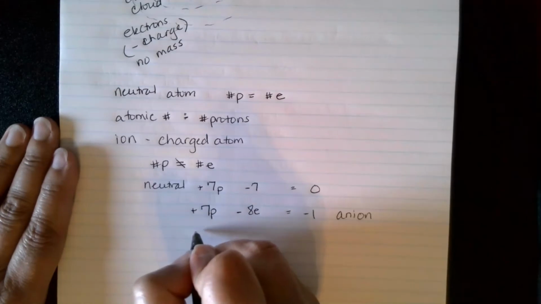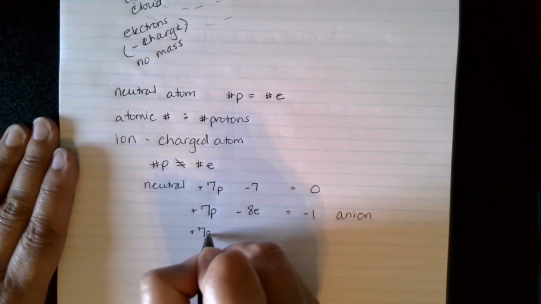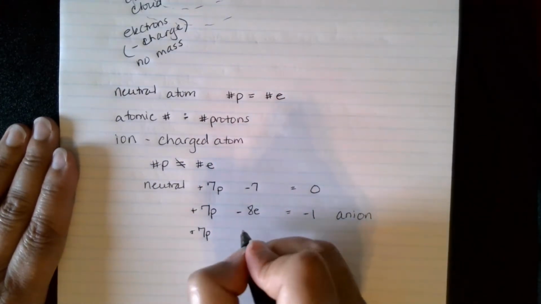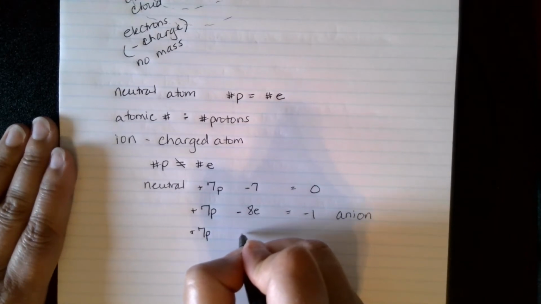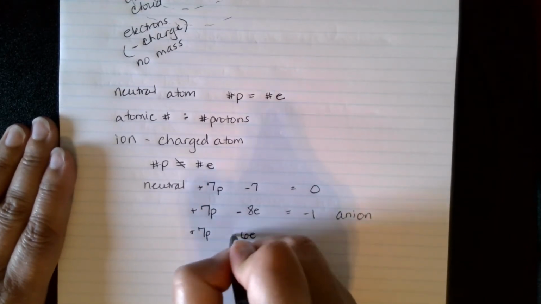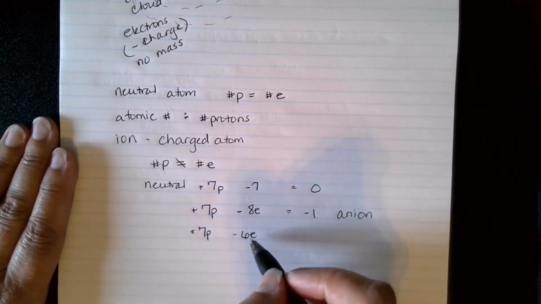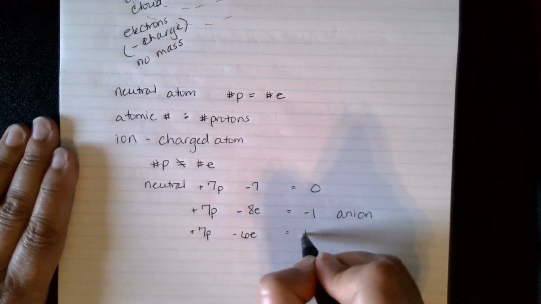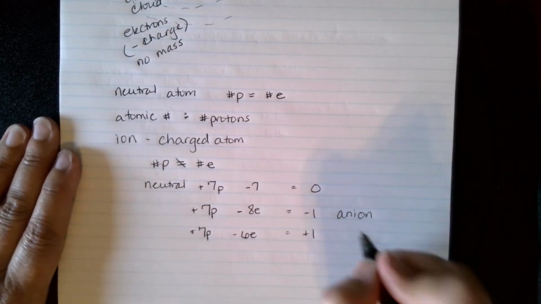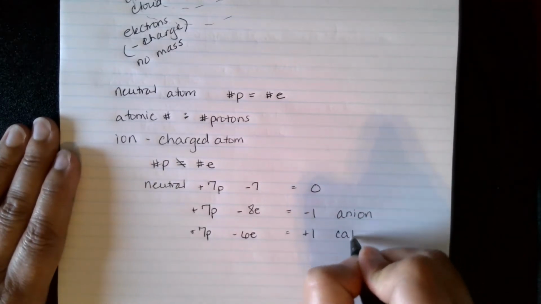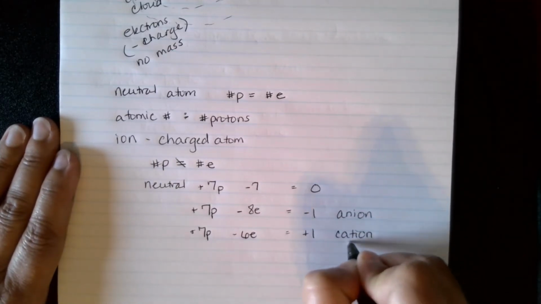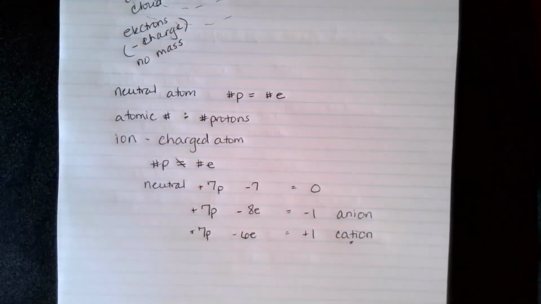Now if we have nitrogen, we said it had to have 7 protons. And let's say now it lost an electron, so it has 6 electrons. So now I have 7 positives and 6 negatives, so I have a positive charge. And since it's positive, it's called a cation. That little t in there makes you think of a plus sign, which is positively charged.